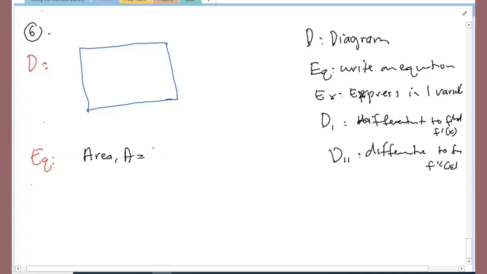Our aim is to differentiate this area. This area doesn't have a length or width given, so let's say this is Y, this is X. Label the garden. Since it is rectangular, area is X times Y. The next step is to express it in a single variable. A is equal to XY. We need to get rid of one variable. So how do we get rid of it?